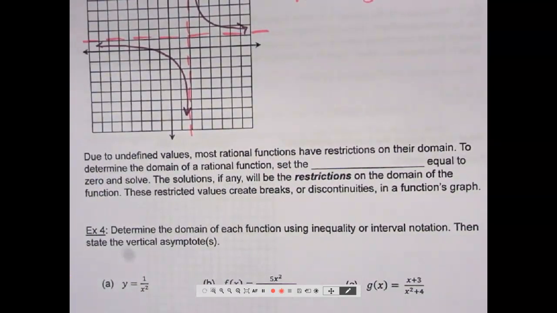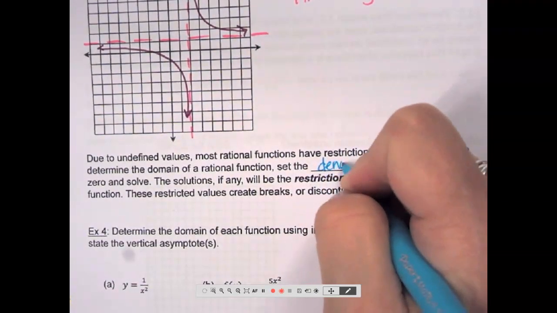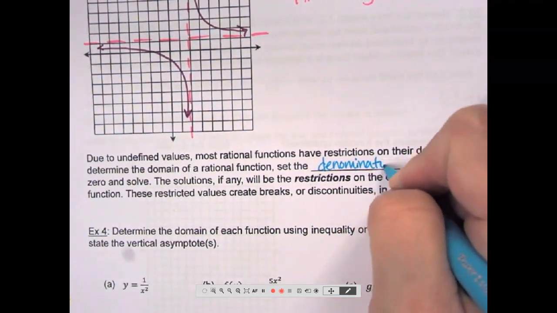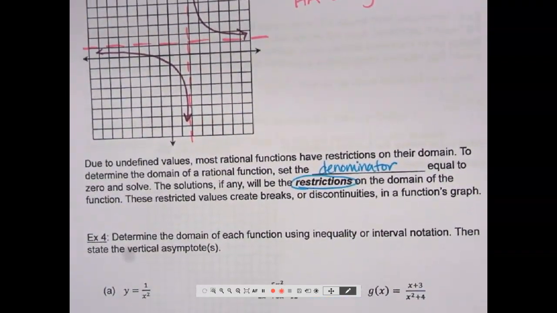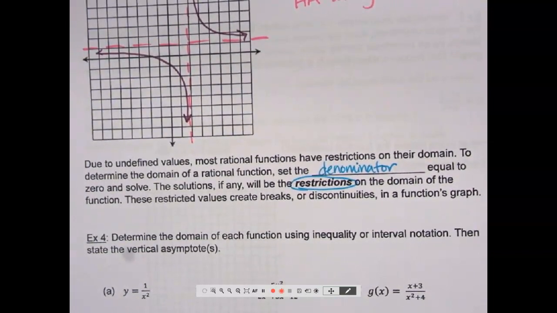Okay, so due to undefined values, most rational functions have restrictions on their domain. To determine the domain of a rational function, set the denominator equal to 0 and solve. We've talked about that already. I'm interested in what would make this denominator 0, and that is where our undefined values are found. The solutions, if any, to this equation being set equal to 0 will be the restrictions on the domain of the function. These restricted values create breaks or discontinuities in a function's graph.